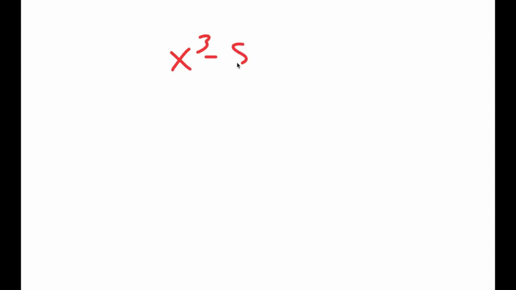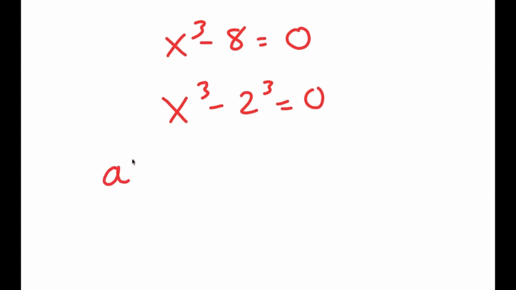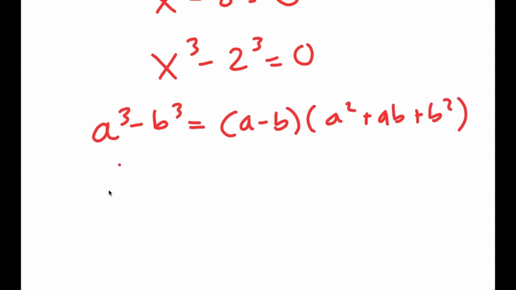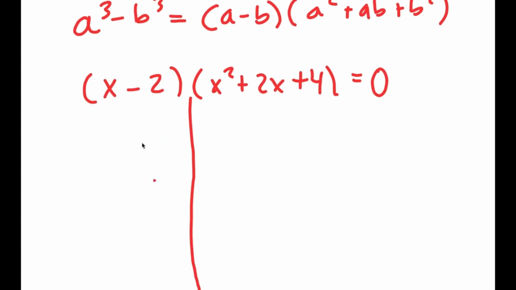So I'm going to rewrite my equation here, x to the power of 3 minus 8 equals 0. And now I'm going to rewrite 8 as 2 to the power of 3. So I get x to the power of 3 minus 2 to the power of 3 is equal to 0. And then now I'm going to use the formula a to the power of 3 minus b to the power of 3 is equal to a minus b times a squared plus ab plus b squared. So in this case, this turns into x minus 2 times x squared plus 2x plus 4 is equal to 0. So now I get two equations.